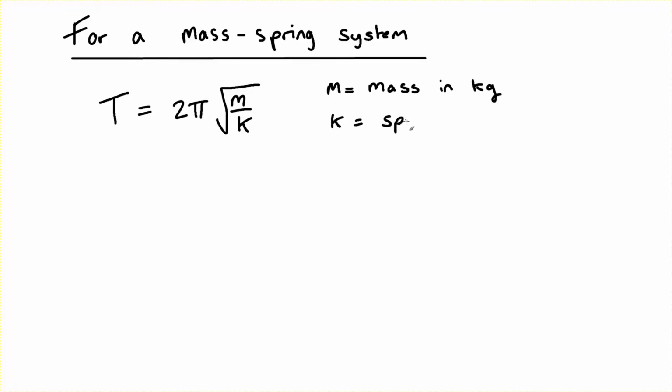And that can easily be determined if you measure the force needed to cause a certain extension in the spring, and then use F equals k delta L. F is the force, delta L is the extension, k is the spring constant. So that's very easily determined.